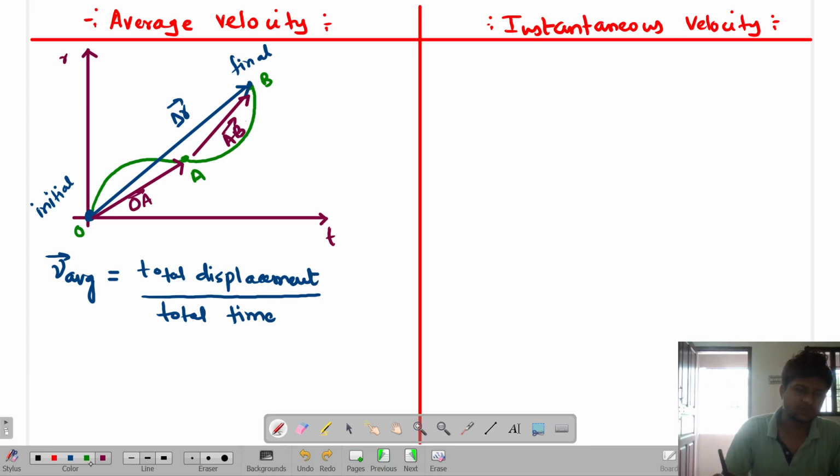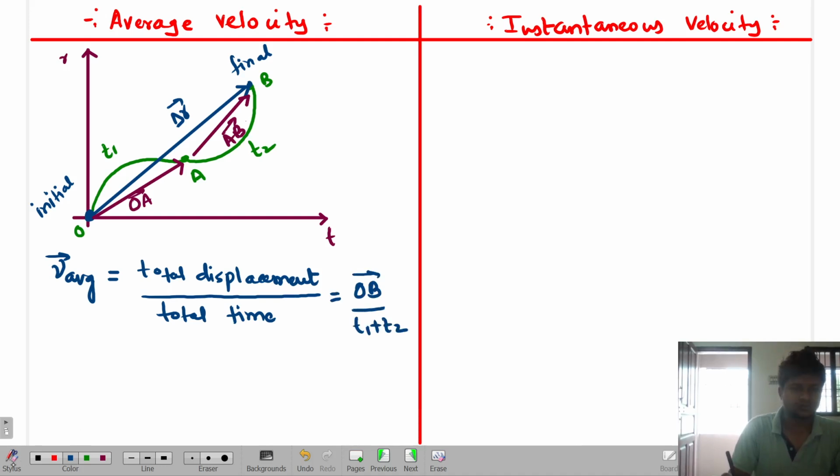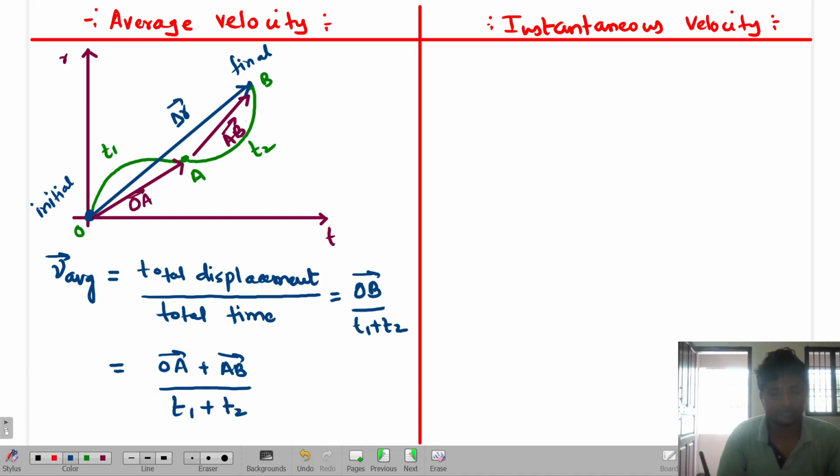So if this path T1 was known and if this path T2 was known, the total displacement is nothing but my OB vector divided by T1 plus T2. But what is OB vector? OB vector is nothing but OA vector plus AB vector, divided by T1 plus T2. So you should write in vector form, not in scalar form, because they have different directions. Are you able to get me?